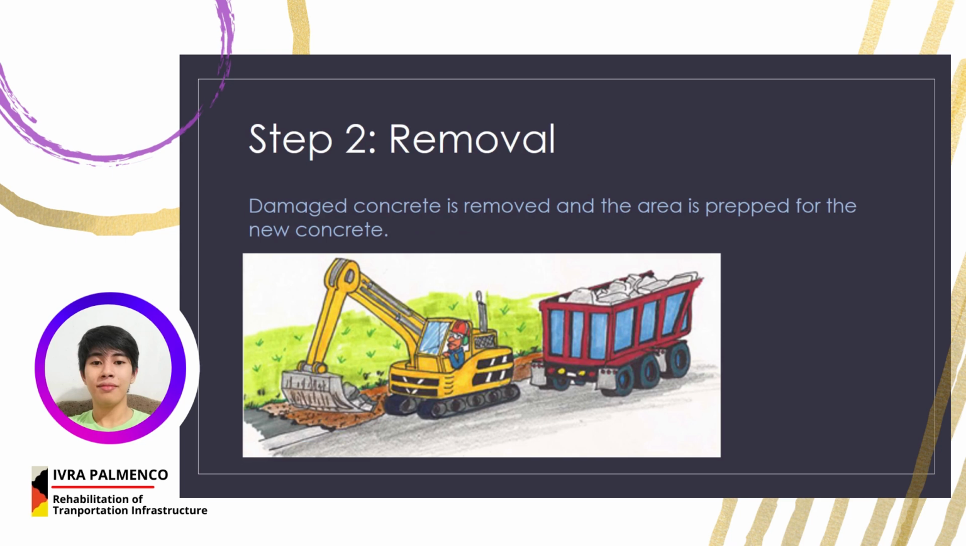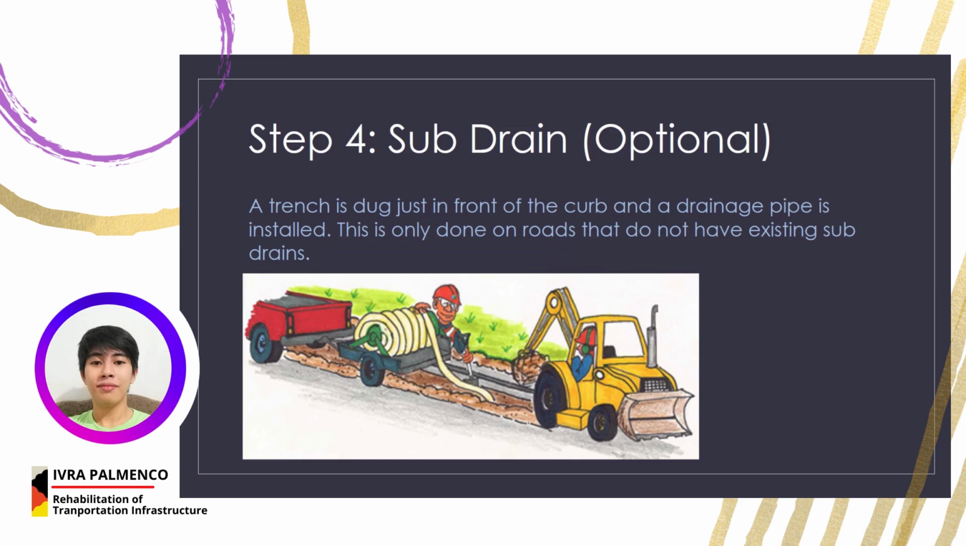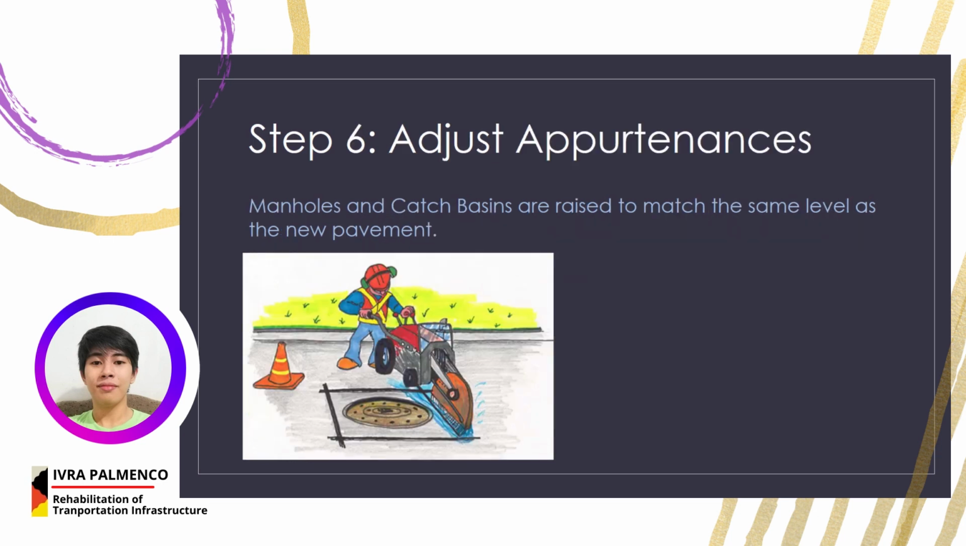for the new concrete. The new concrete is then poured onto the formworks placed by the construction workers, filling the molds entirely. As an optional step, the installation of a subdrain may be included depending on the original subwork. Once the concrete has dried, the surface is then smoothed or flattened by the use of a milling machine or vehicle. Parking restrictions are also placed during this time in order to prevent delays or complications during the milling process. Existing manholes and catch basins are then raised in order to match the same level as the new pavement.